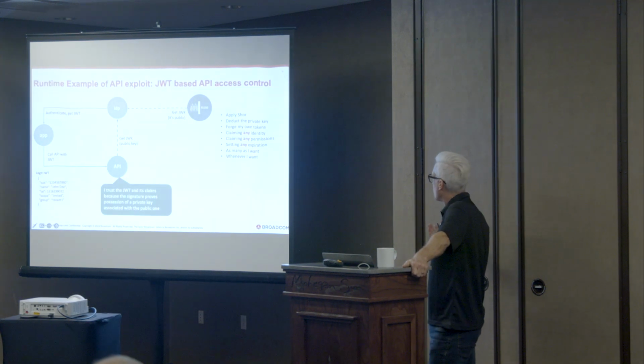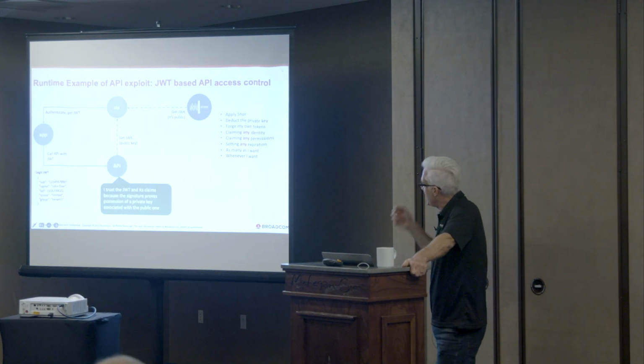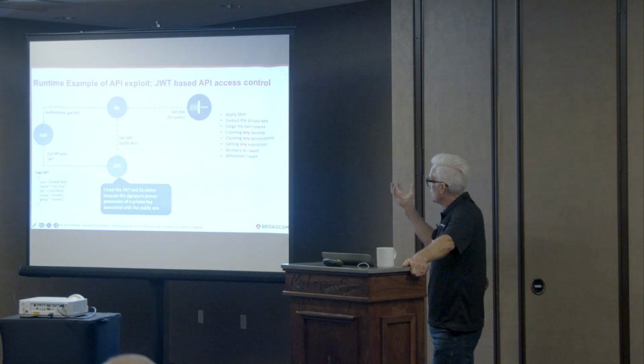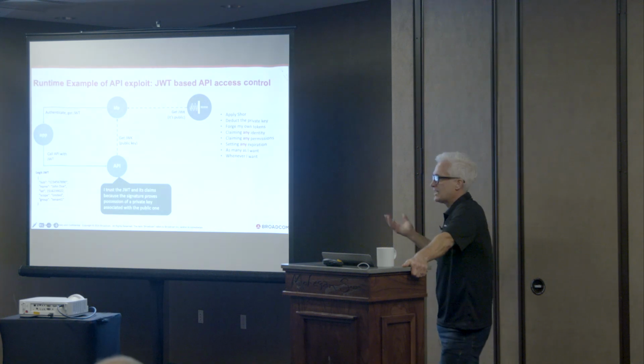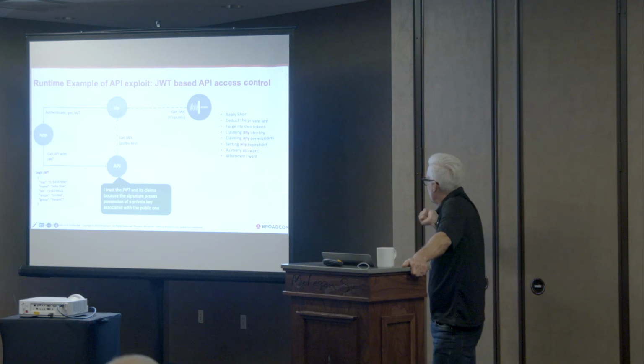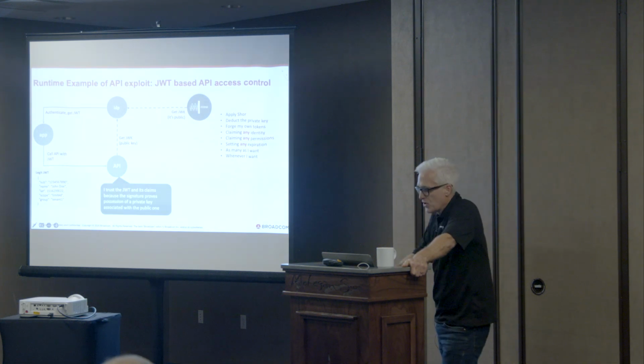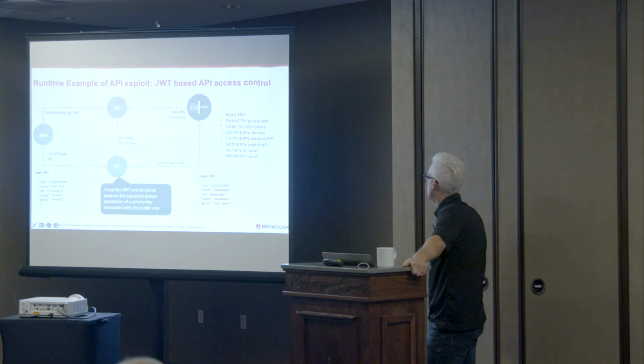So you can forge your own tokens, you can claim any identity, you can claim any permissions that otherwise would have been decided by the identity provider. You can set any expiration you want, and you can create as many of those as you want, as fast as you want, whenever you want, and the API gateway would not be able to distinguish those, right?